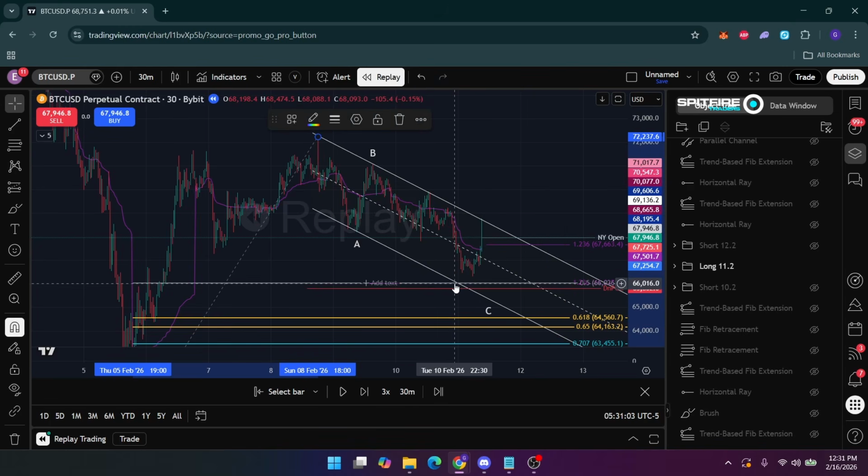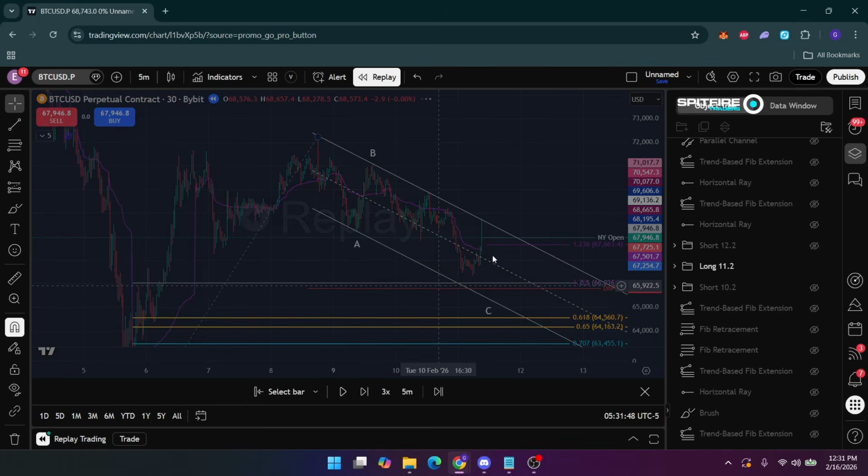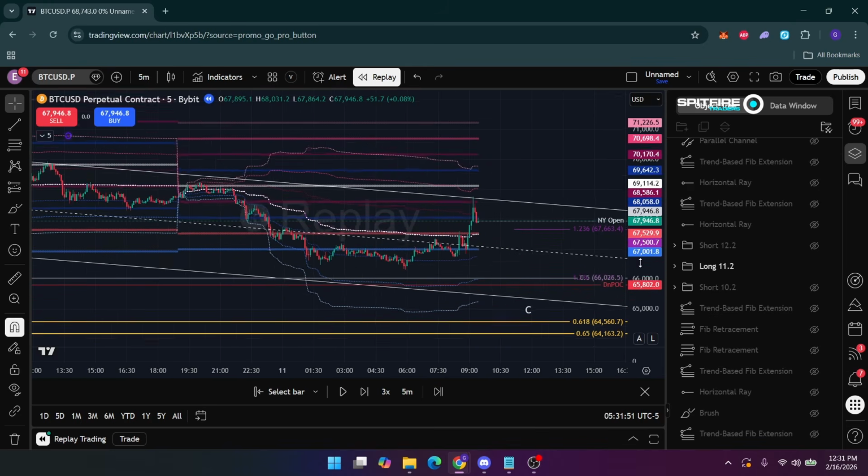0.5 usually in crypto I don't use it much, but if it's like this with another confluence around it, I'll take it into consideration. So this was the first zone. The next one would have been the golden pocket. Let's go on a lower time frame and see what happens.